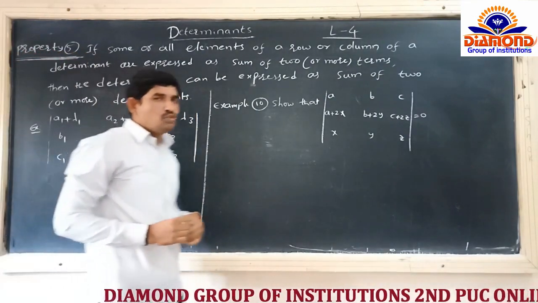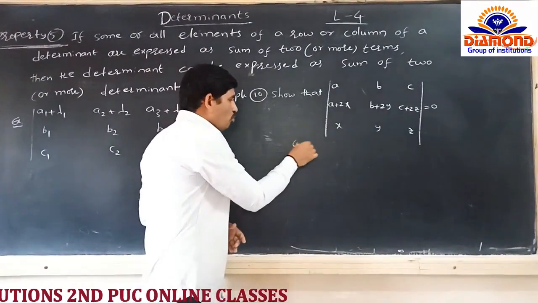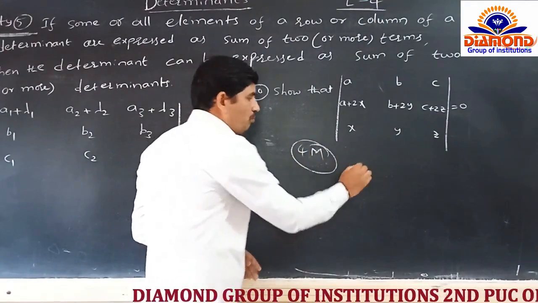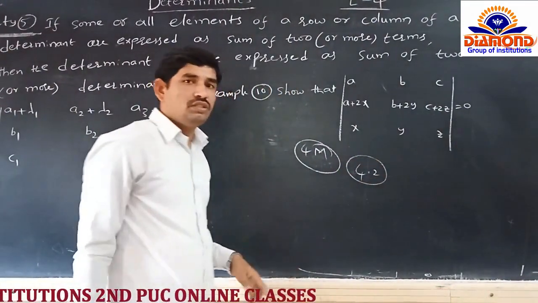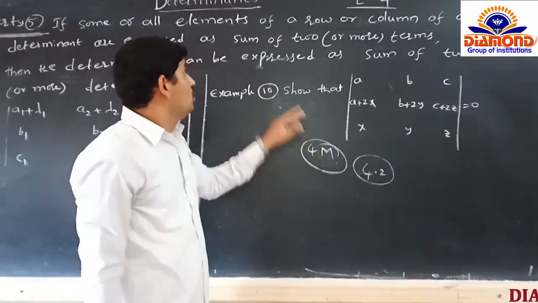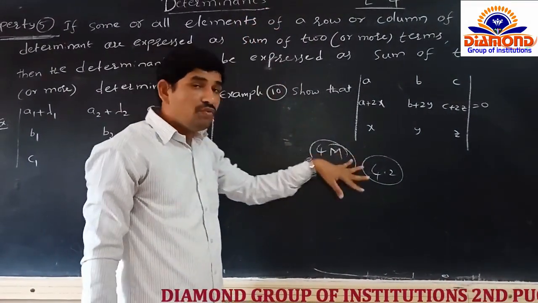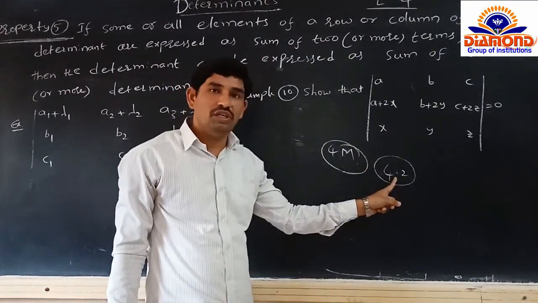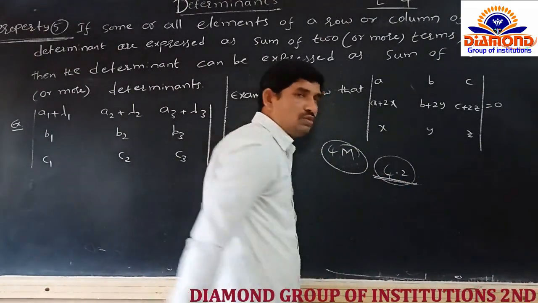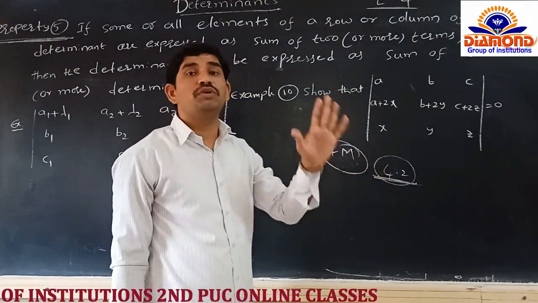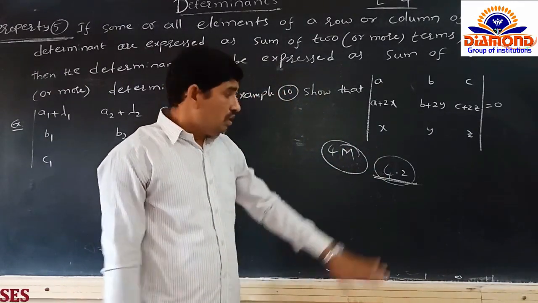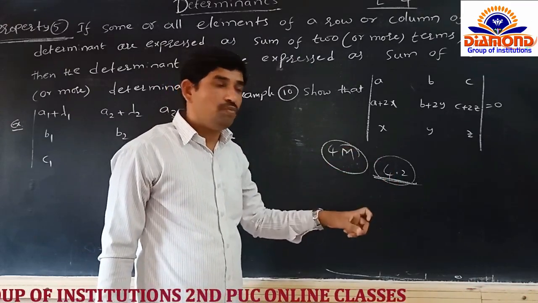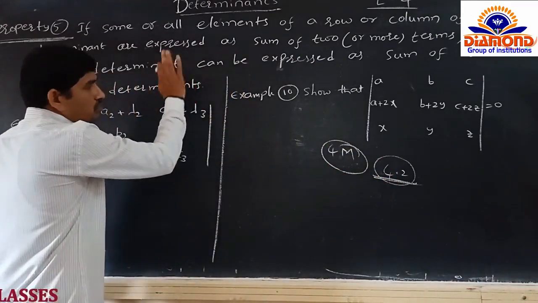Observe, students. We get one 4-mark question from determinants, and that 4 marks comes from exercise 4.2 in the NCERT board. Remember this. This exercise 4.2 depends on the properties of the determinant.